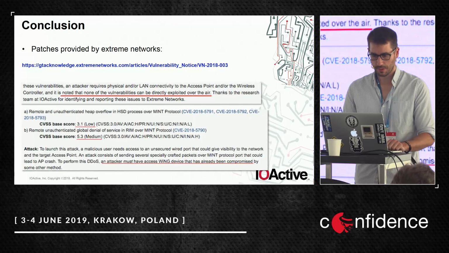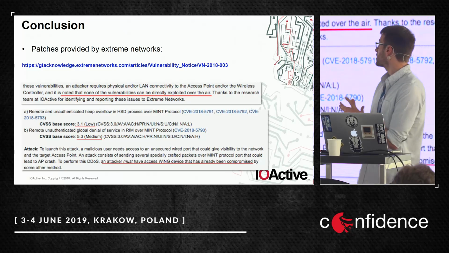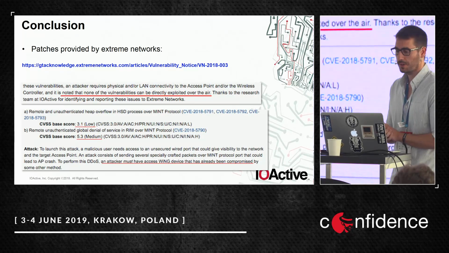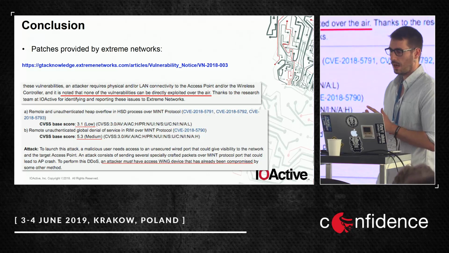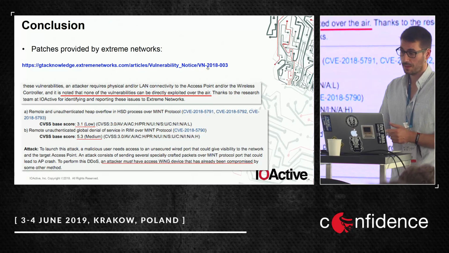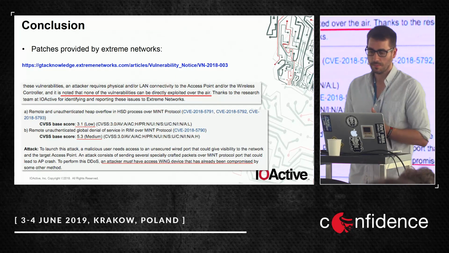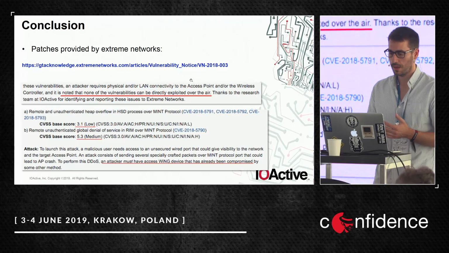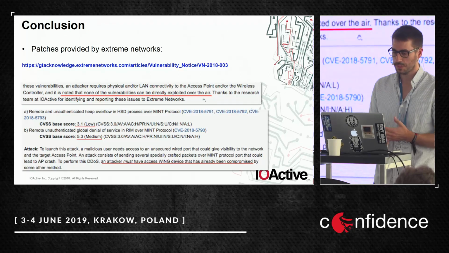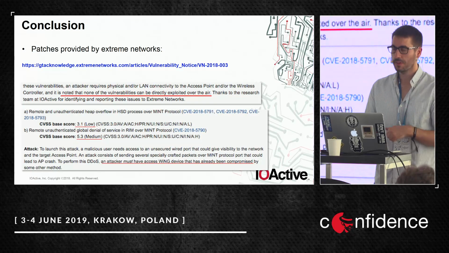So as a conclusion, Extreme Networks, which is the current maintainer of this operating system and devices, provided several patches. In this link, you can see more information about them. At first, they had some mistakes. They didn't believe that it was possible to exploit these issues over the air, but in the end, they realized that it was possible, and they changed all this information. But yeah, basically, most of the critical issues are fixed.